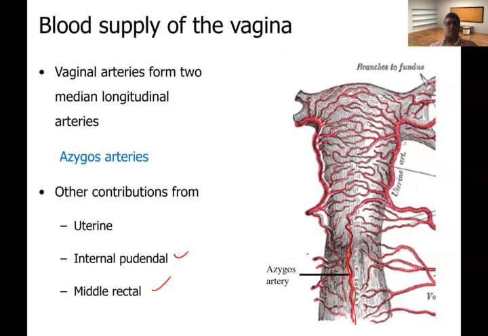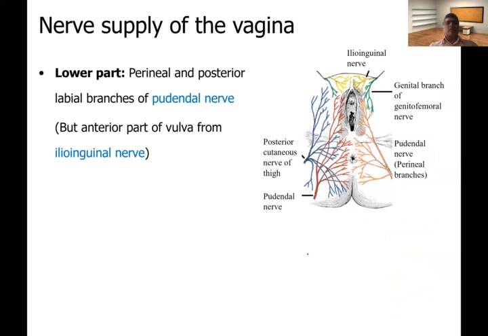You don't have to know all these details. Okay. Then the nerve supply of the vagina, this is clinically important. Regarding the posterior part of the vagina, we are referring to the lower part of the vagina here. The upper part of the vagina does not have somatic nerve supply, you only have autonomic, visceral nerve supply to the upper part of the vagina.